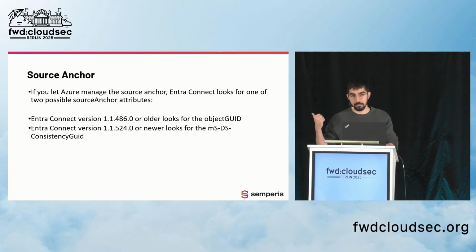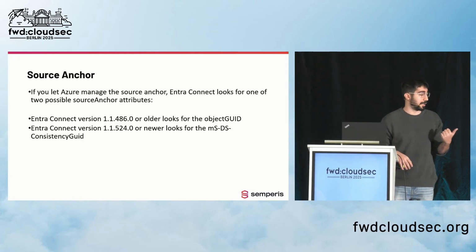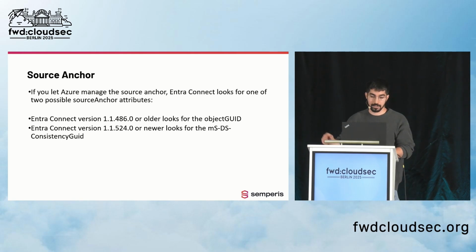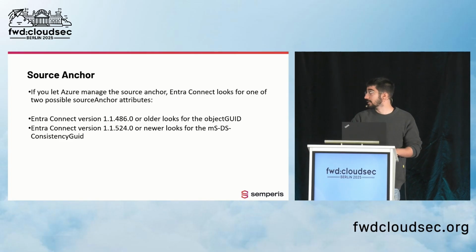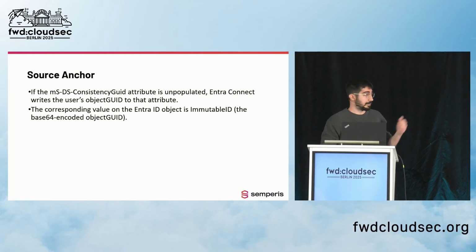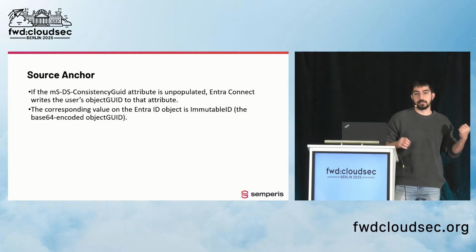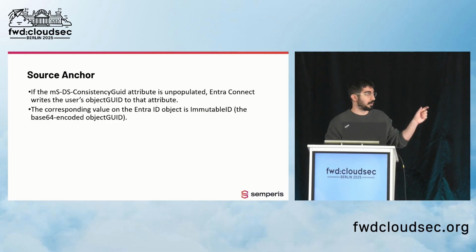So it's a different attribute than the proxy address and user principal name. It's called MSDS consistency GUID. And if you let Entra Connect manage which attribute you use as a source anchor, until a certain version, it just used the object GUID. But in all newer versions, of course, we're using the MSDS consistency GUID attribute to match the user. So if the MSDS consistency GUID is unpopulated, it means that we never synced a user before using the hard matching technique. It writes the object GUID of this user to this attribute.